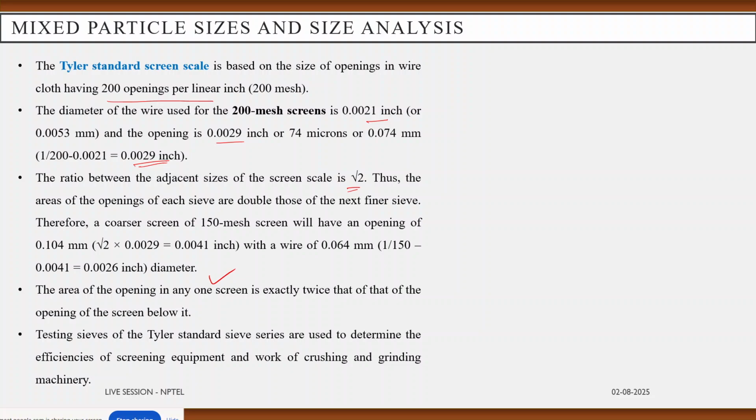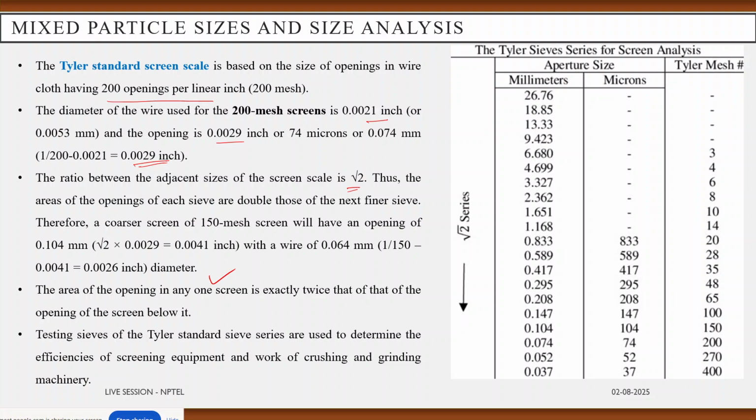So this is the chart for the Taylor sieve series analysis. You can see that the mesh size is increasing downwards. We are taking 200 mesh, which is also known as the 74 micron screen, so the opening is 0.074 millimeter. If you go above to the coarser 150 mesh, it will be 0.074 into root 2.